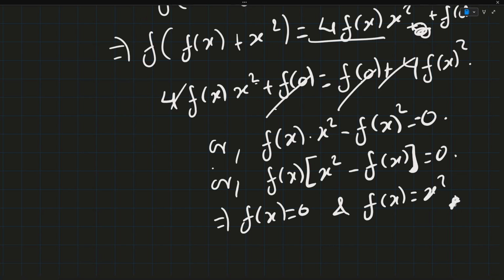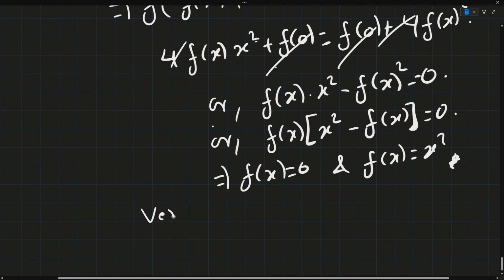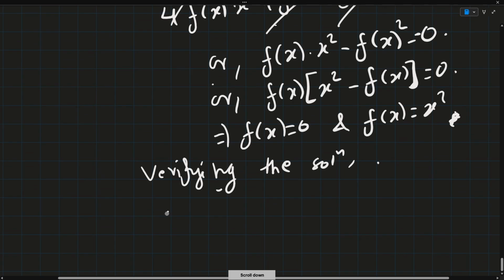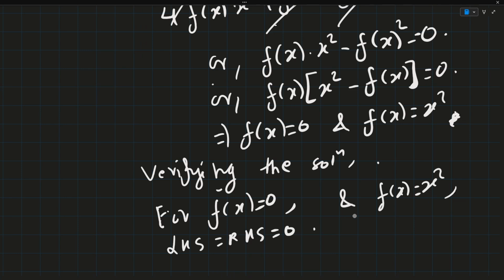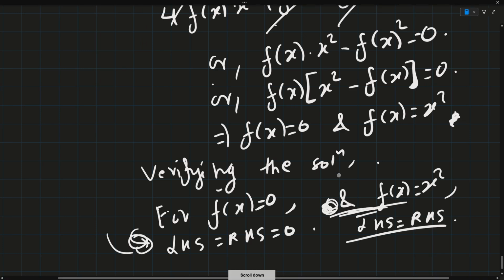Now we are not done here, so we write verifying the solution. For the solution f of x is equal to 0, LHS is equal to RHS is equal to 0, and for f of x is equal to x square we also have LHS is equal to RHS. You have to verify by putting in the values, but for convenience's sake I have left this out as an exercise, you could say.